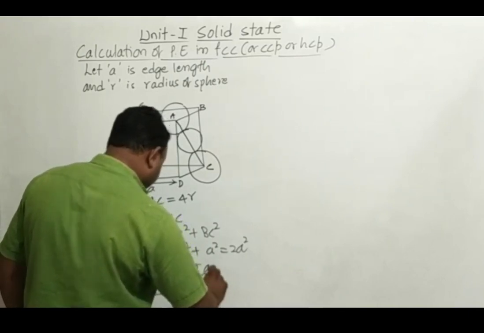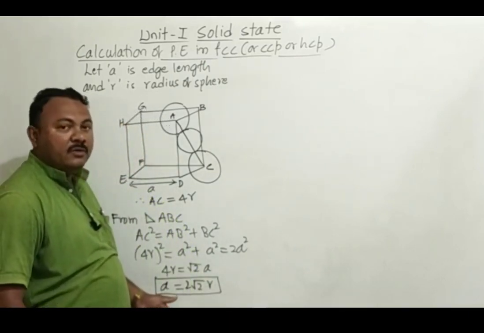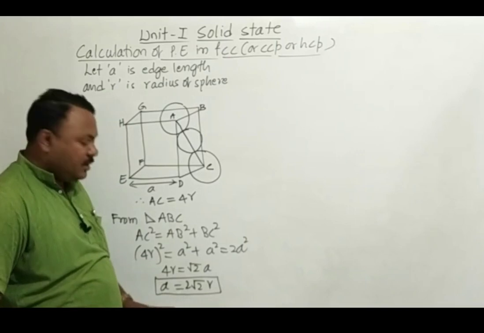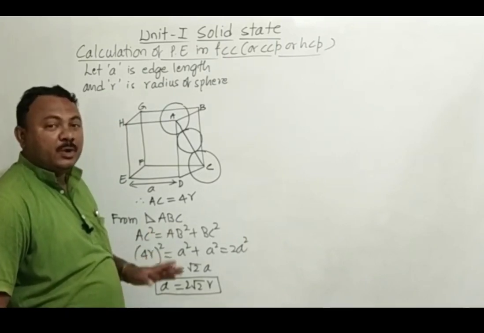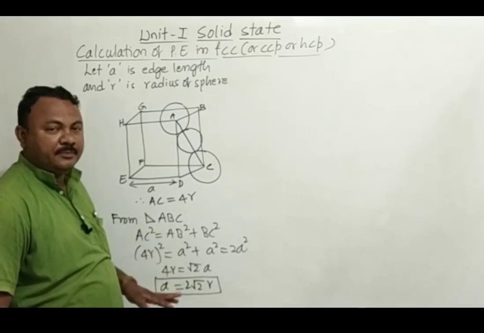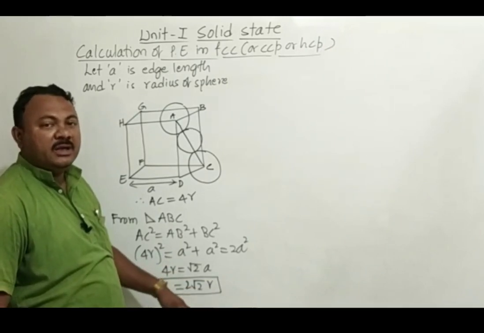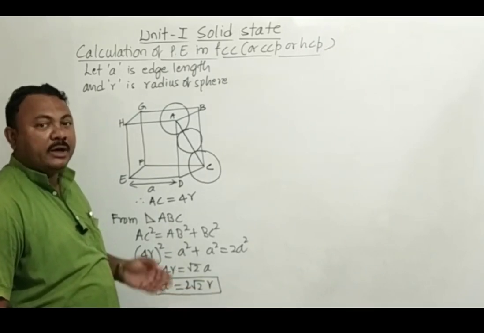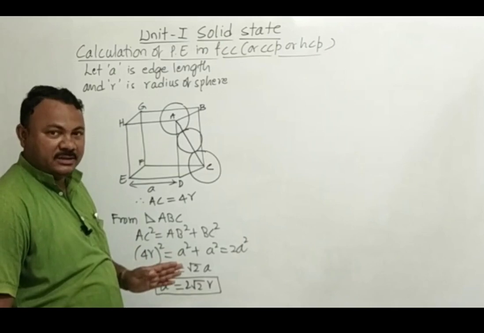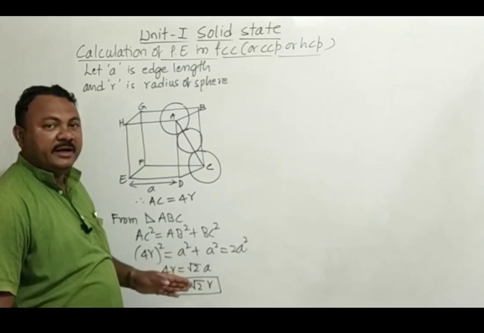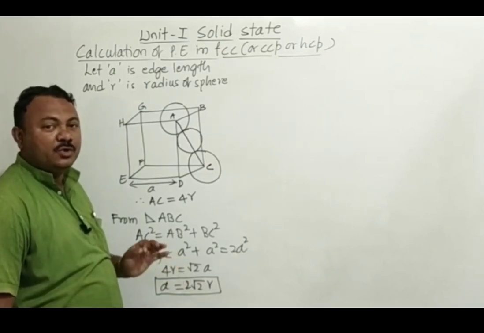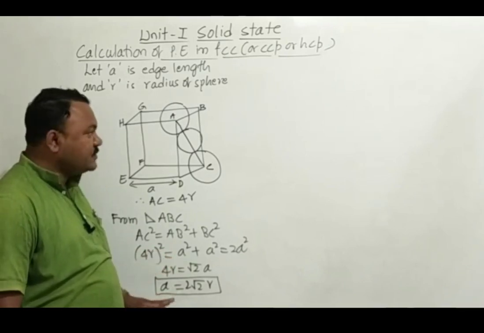This is the relation between A and R, which you have to remember so that you can solve some problems related to the relation. R may be given and asked to calculate A, or A will be given and asked to calculate R. Edge length radius of the atom relation: A is equal to 2 root 2R. What is the use of this A then?